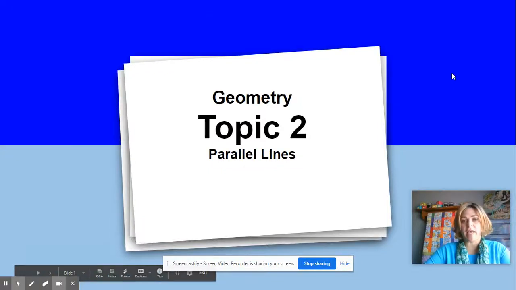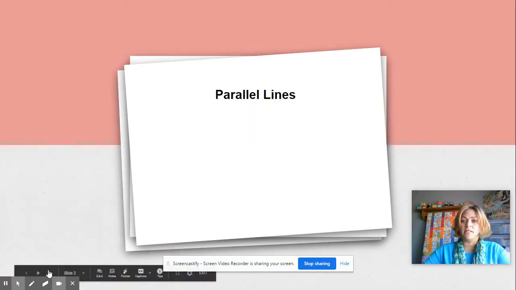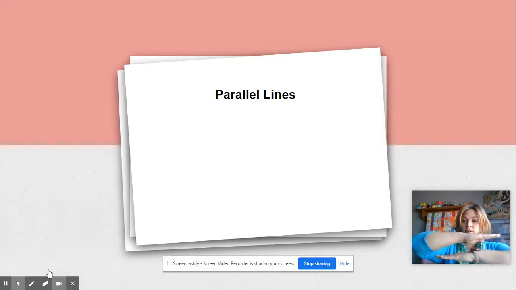Theorems, rules, vocabulary, and terms for topic 2 in geometry. It's all about parallel lines, so we're going to start there. Parallel lines, I'm sure you've learned from when you were little, are lines that don't intersect and are equidistant, meaning the same distance apart the whole way across.